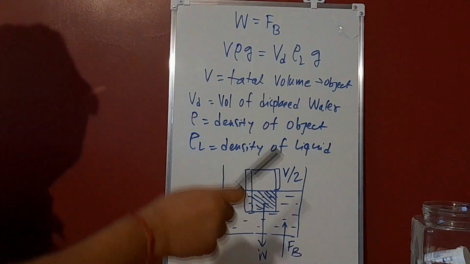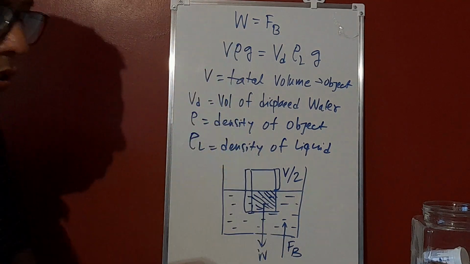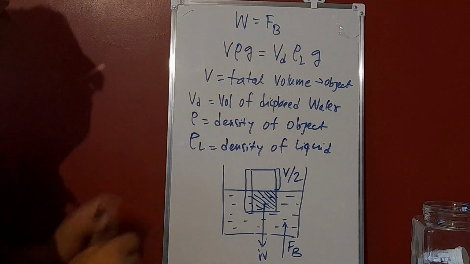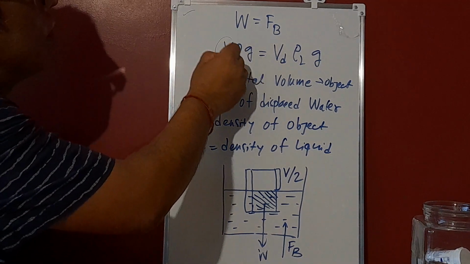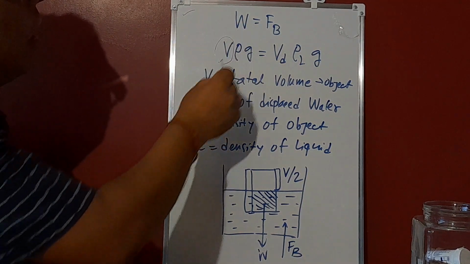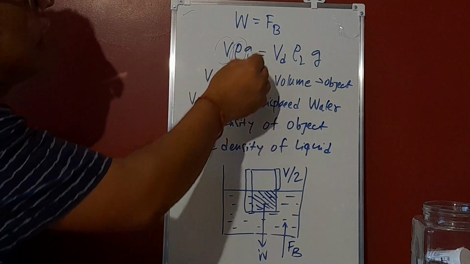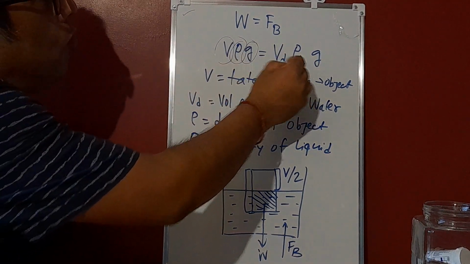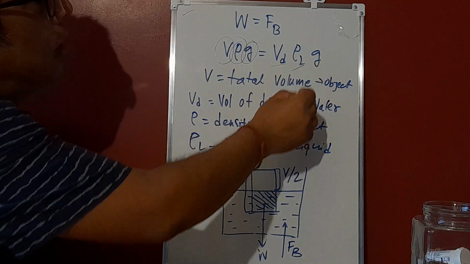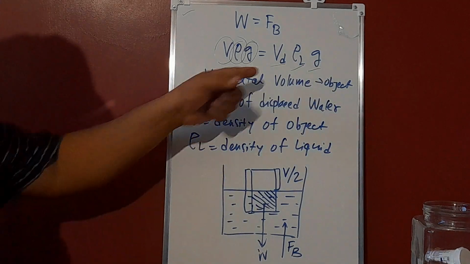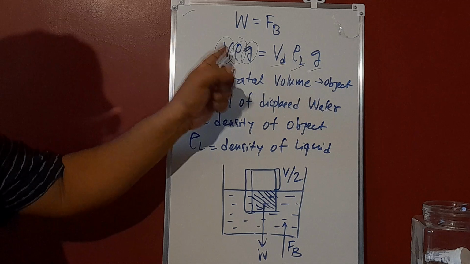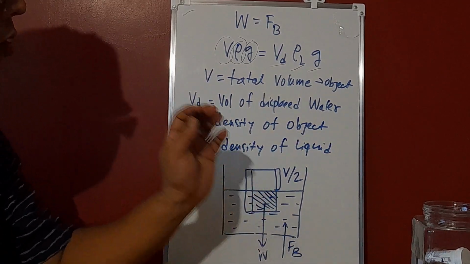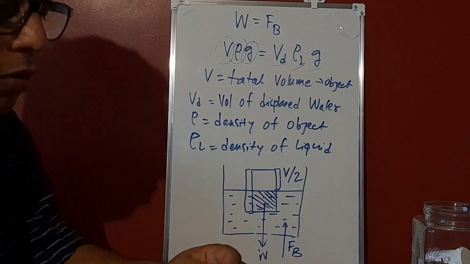Now let's come to here. Weight is equal to V rho g, where V is the total volume of the object, rho is the density of the object, and g is the acceleration due to gravity. Here FB means volume of the displaced water, density of the liquid, and g. If you equate them, the g will be omitted. This is a very important equation I am telling you. Almost every sum will be solved by this one.